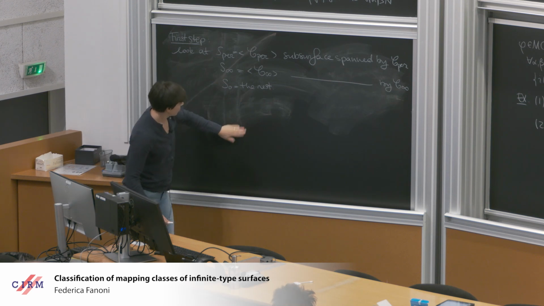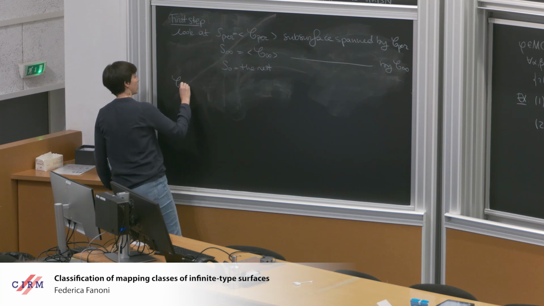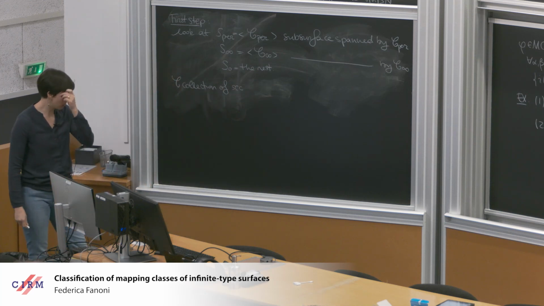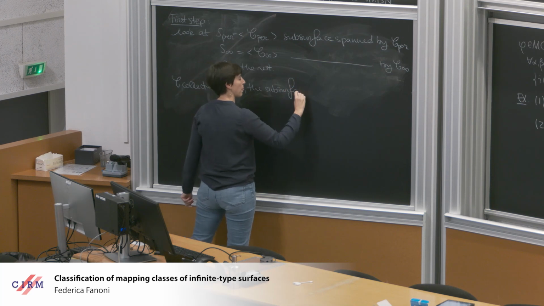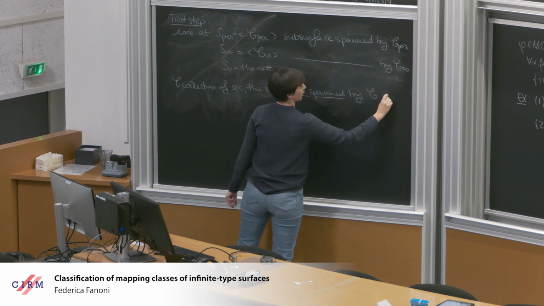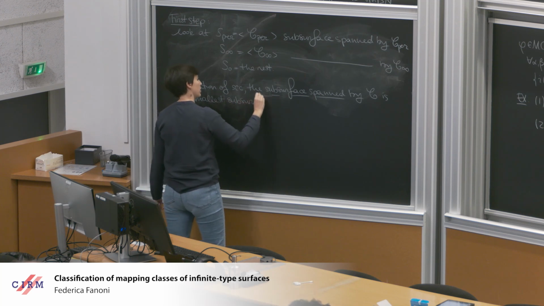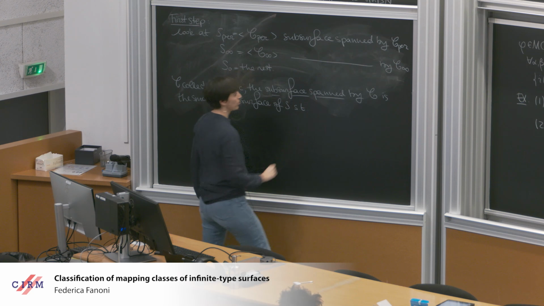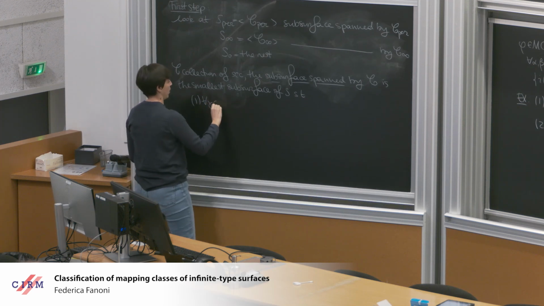Okay, this is great. The problem is, what is this, and does that exist? Okay, so I have a collection of curves. Simple closed curves. My curves are always, I'm always assuming them simple, closed, and essential. Then I want to say that the subsurface spanned by C is the smallest subsurface of S such that, well, two things happen. First of all, it needs to contain all the curves in C.